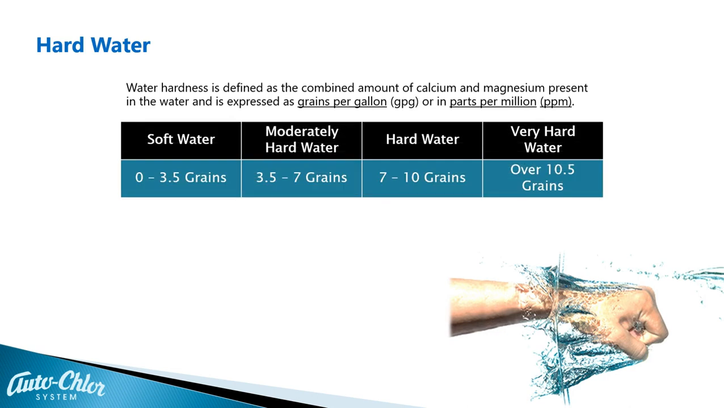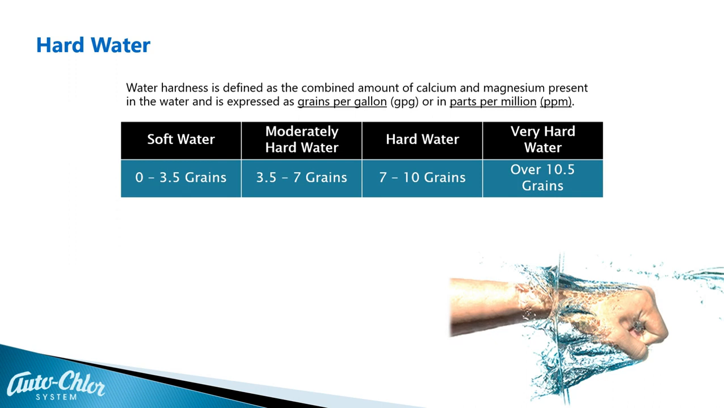So again, just to recover this, water hardness is defined as the amount of calcium and magnesium present in the water. And then most people understand water hardness as in grains per gallon. But when we do titrations, our titrations are always in parts per million, and there's a calculation to convert that into grains per gallon.